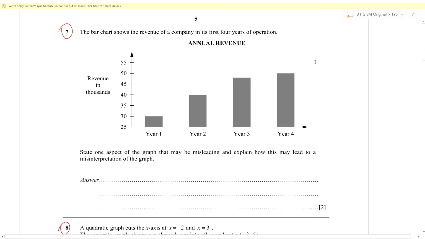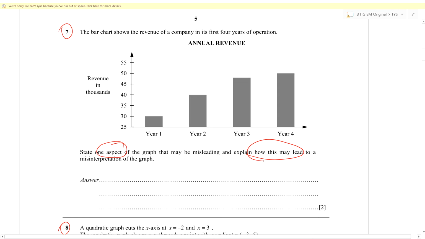Okay, question 7. We haven't seen this question in our TYS yet, right? For all the papers we have done. Because this is a rather recent type of question that they want us to deal with. In the recent 3-4 years, every year there will be a misconception question like this. Misleading graph. State one aspect that may be misleading and explain why it may lead to a misinterpretation. There are 2 parts to this. State the aspect and explain how it may lead to misinterpretation.